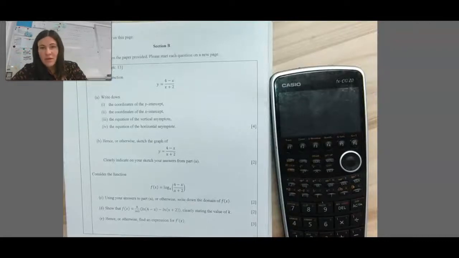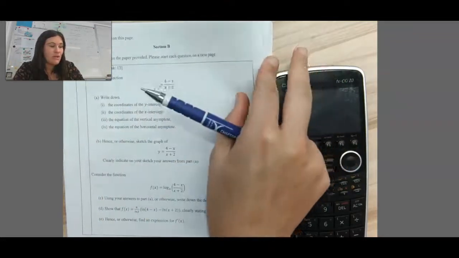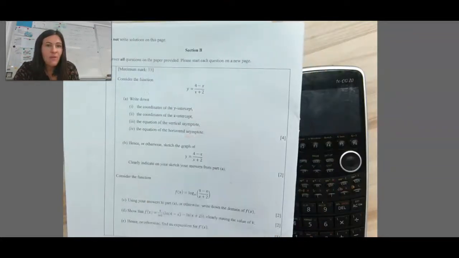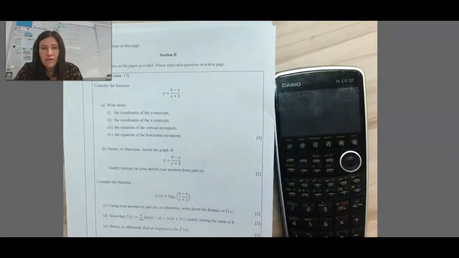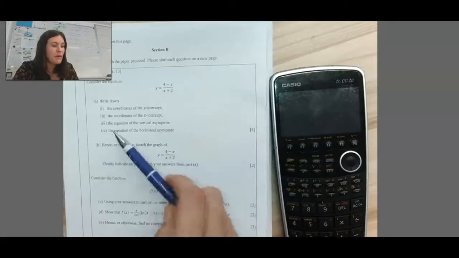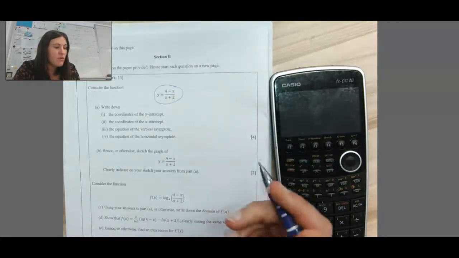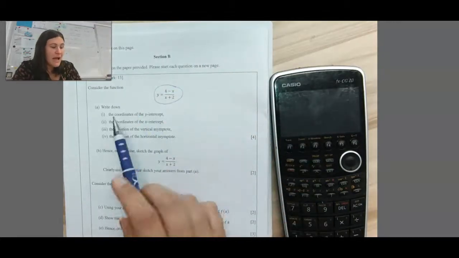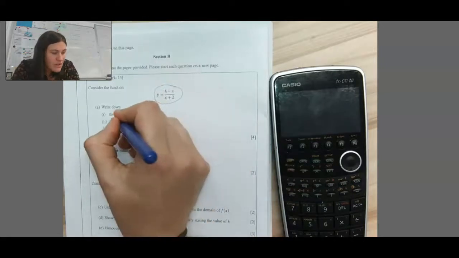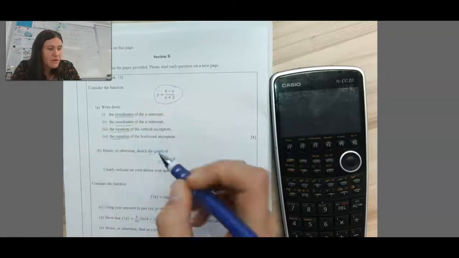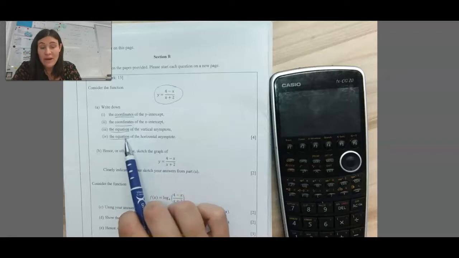All right, this is question 7 from section B. Now, for section B, you should be writing your answers on a separate sheet of paper. I'm not going to here, I'm going to write on here just simply so you can see the questions and see my answers at the same time. But you would be writing this on just a plain piece of paper. All right, so we've got function y equals 4 minus x over x plus 2, and we need to write down these things. I'd like to draw your attention to these instructions. A lot of people lost marks here because they didn't put coordinates or they didn't put things as equations.